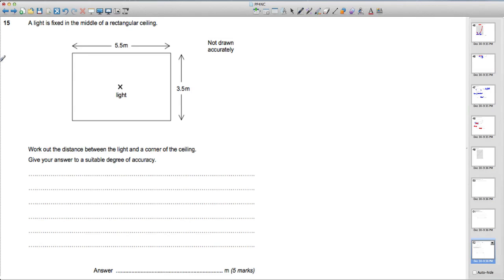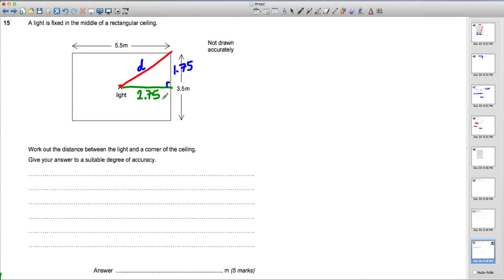A light is fixed in the middle of a rectangular ceiling. Work out the distance between the light and the corner of the ceiling. So the light and the corner. So you want this distance from here to here. Okay, so we're going to call that D. Well, we know this distance here, and it's exactly in the middle, so it's half of 5.5, and half of 5.5 is 2.75. So this distance here is 2.75, and we also know this distance here, which is half of 3.5, and half of 3.5 is 1.75, so this is 1.75.